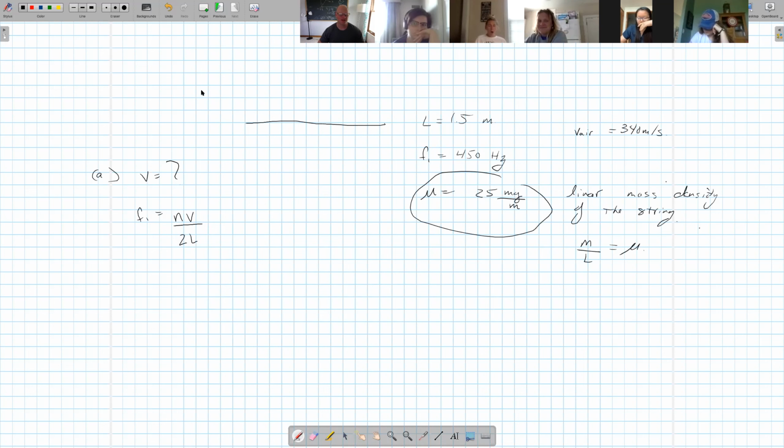So here, we know that this is the fundamental, which corresponds to n equal to 1. This means that the fundamental frequency corresponds to the velocity divided by twice the length of the string. The fundamental is told to us, that's 450, and the length of the string is 1.5 meters. From here, we can solve for the velocity of the wave on the string. This is going to be equal to twice the length of the string times the fundamental frequency. So it's going to be 2 times 1.5 meters times 450 hertz.